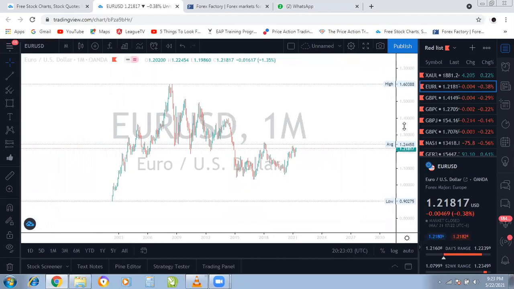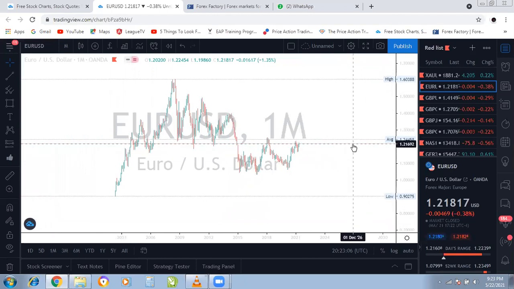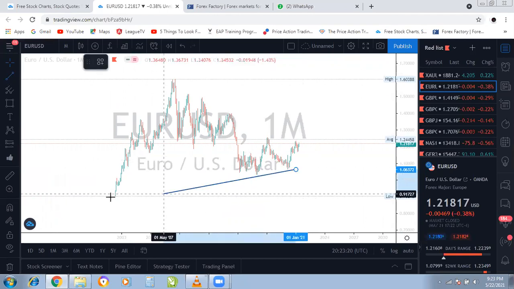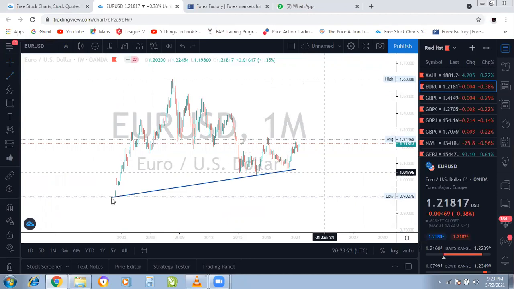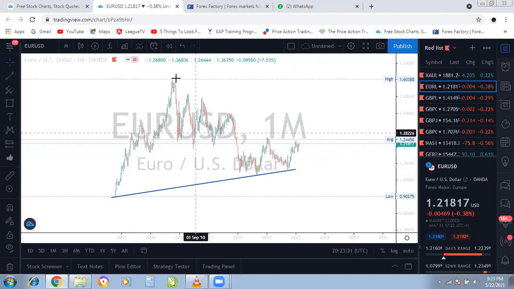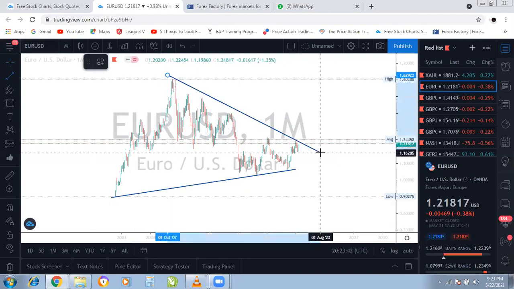So now this is Euro USD. I'm on monthly time frame. So I need to take note of some important key levels. And probably I want to see if I can get a trend line. So I can see a trend line here. See, first touch, second, and the third one. And also I have a trend line here. First touch, second touch, fourth. I have a trend line here.